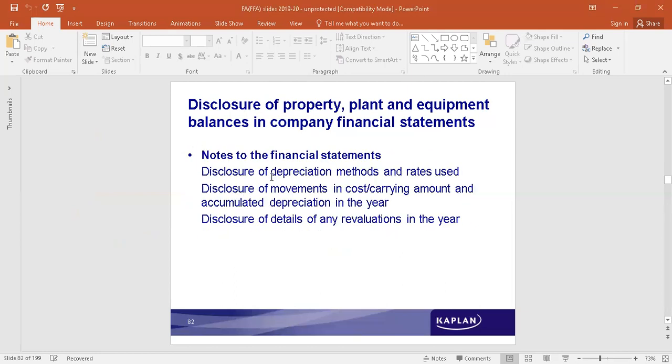Any other additional details would appear in notes to the financial statement, like the method of depreciation, if at all, if they've made any other changes in terms of providing depreciation, disclosure of movements in cost, that is carrying amount and accumulated depreciation in the year, any changes, that is additional assets were purchased, and those details about the additional assets, details about the assets that were sold, etc. So those additional details which could not be included in the financial statements are to be included in notes to financial statement.